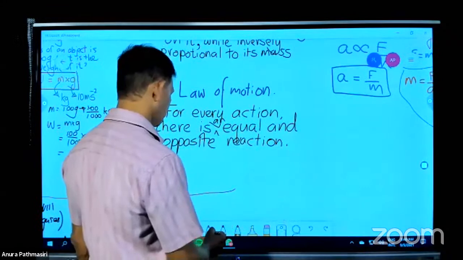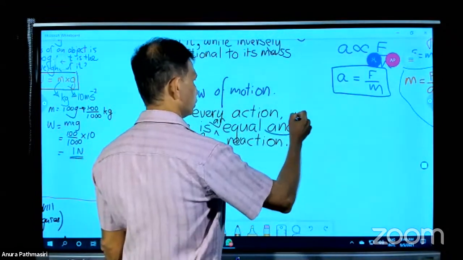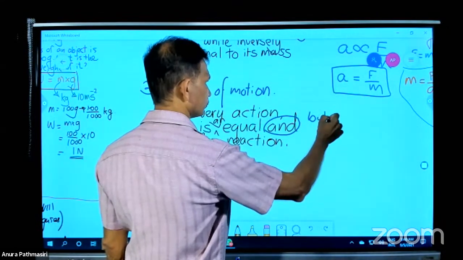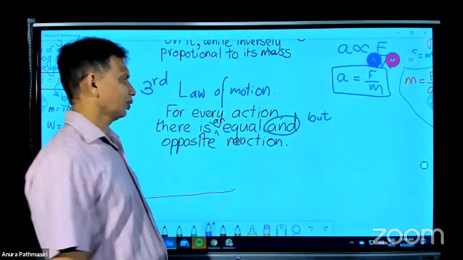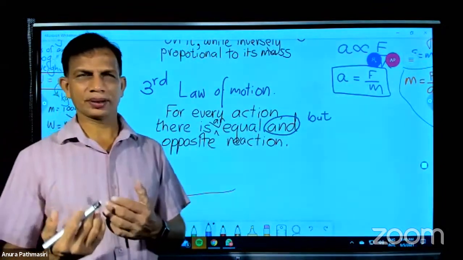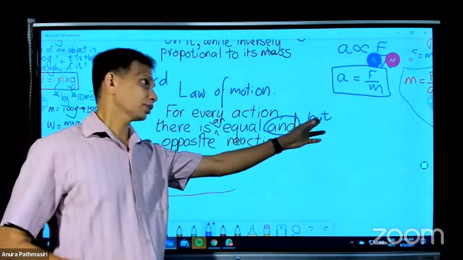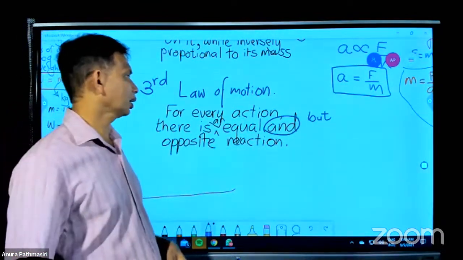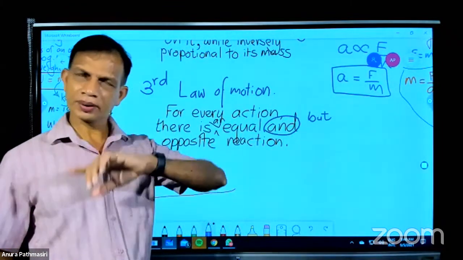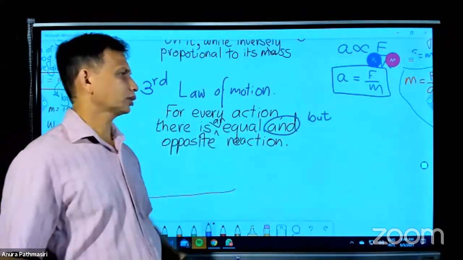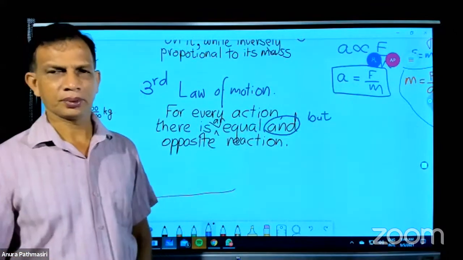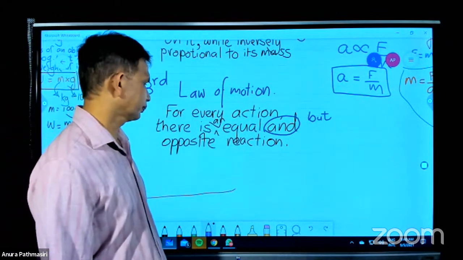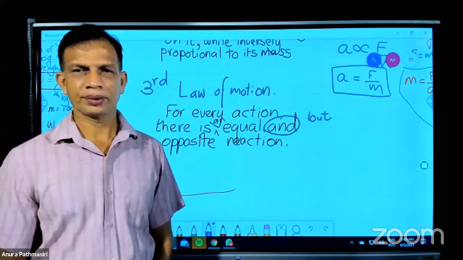Actually, I would like to have, rather than using "and", "but". When you are talking about something opposite, you have to use "but" or "however", right? For every action, there is an equal but opposite reaction. But well, your textbook says it's "and", so I put that one. For every action, there is an equal and opposite reaction.